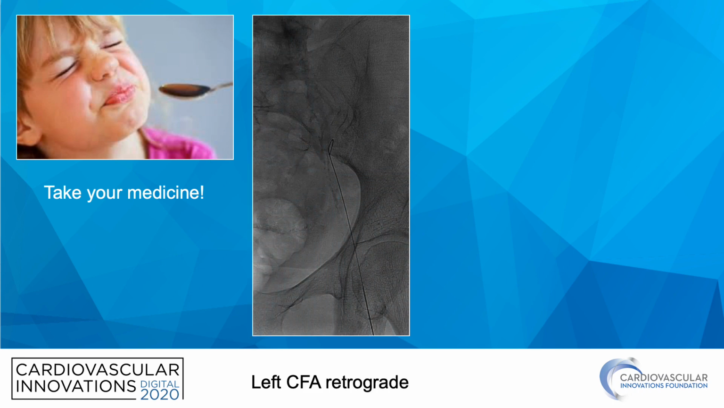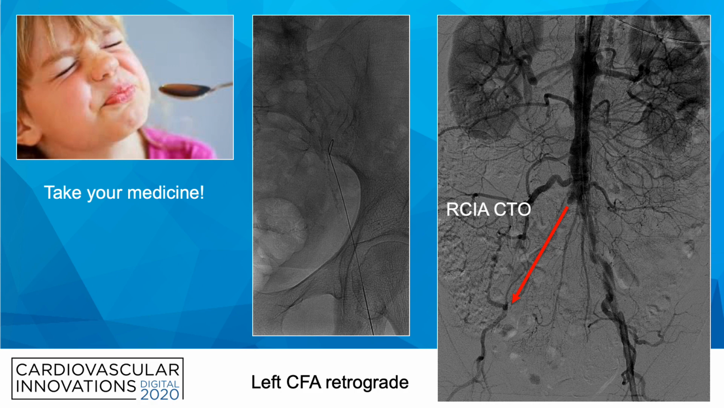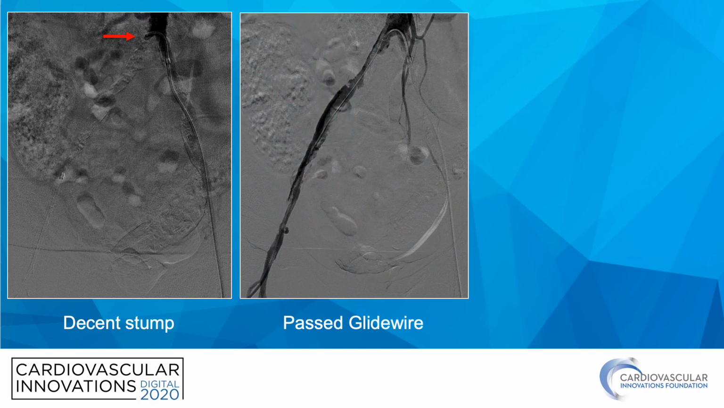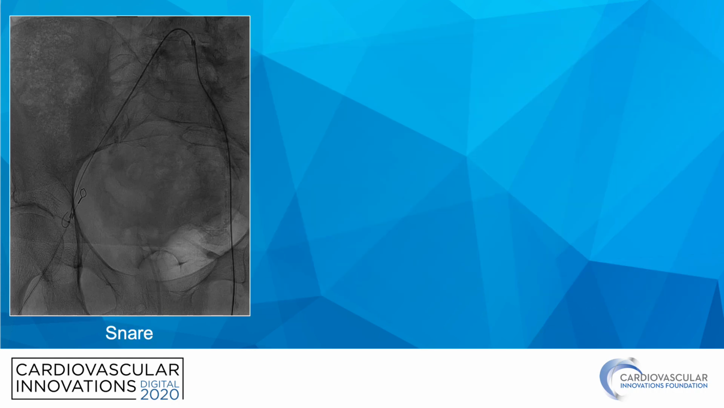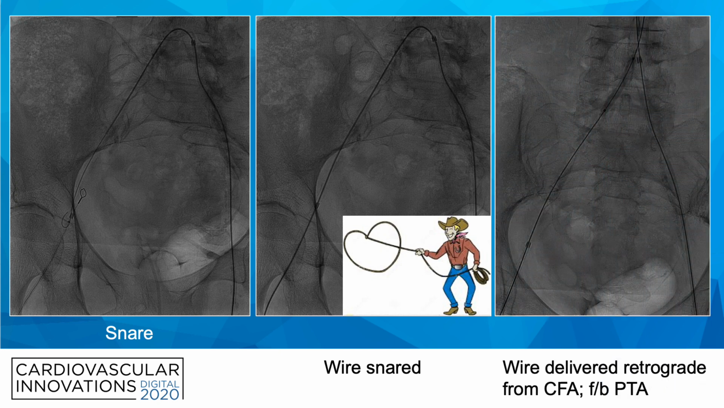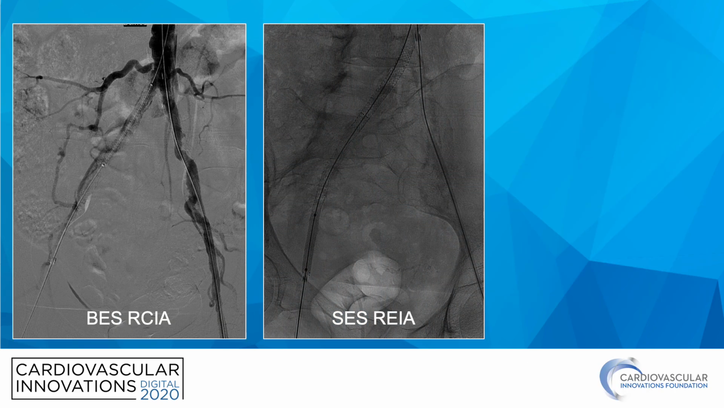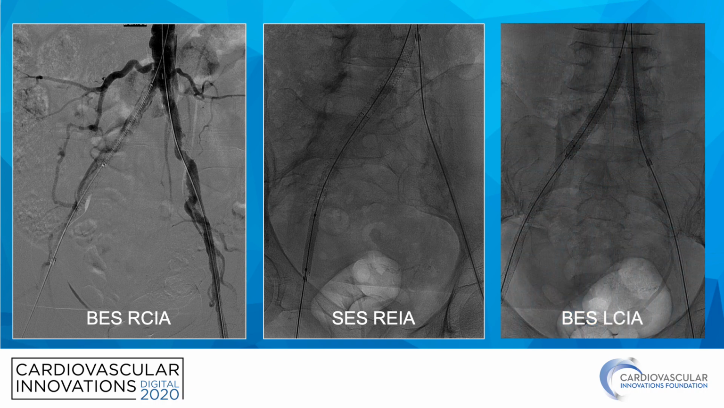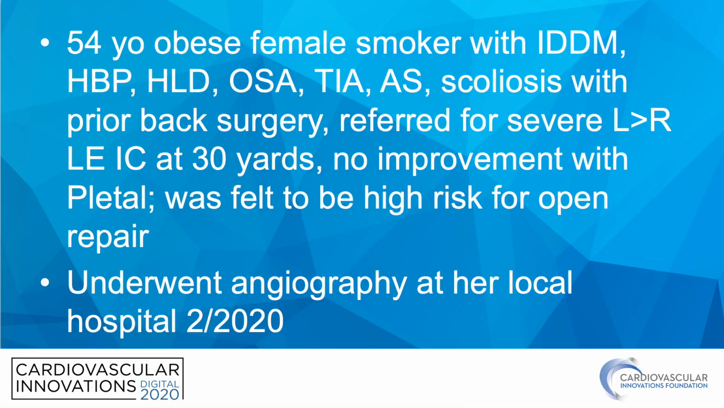In this particular case, decided to go ahead and take our medicine, obtained left retrograde access. There was a nice stump there in the origin of that common iliac artery, and that allowed us to traverse that occlusion antegrade with the glide wire. That wire was then successfully snared and exteriorized, and then once that wire was delivered into the true lumen of the aorta, we're able to proceed with stenting with both balloon expandable and self-expanding stents. Very nice angiographic result with complete resolution of the symptoms.